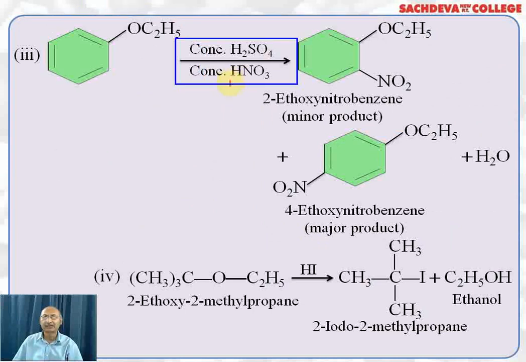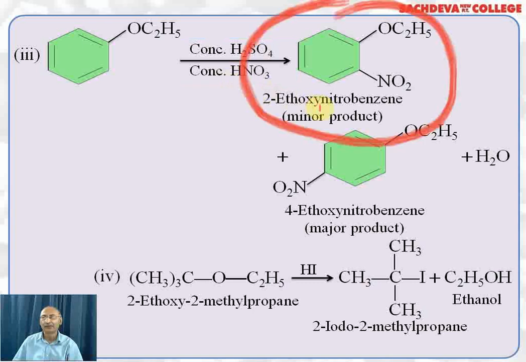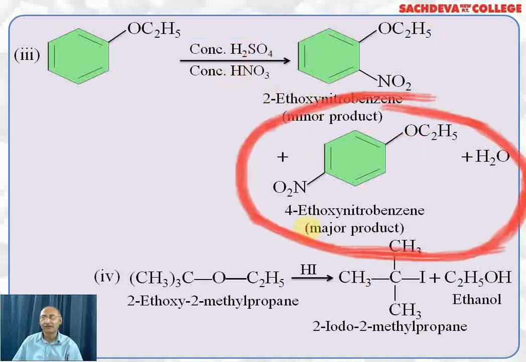Ethoxybenzene, when it reacts with concentrated sulfuric acid and concentrated nitric acid, we will get 2-ethoxy-nitrobenzene as the minor product, 4-ethoxy-nitrobenzene as the major product, plus water will be formed.